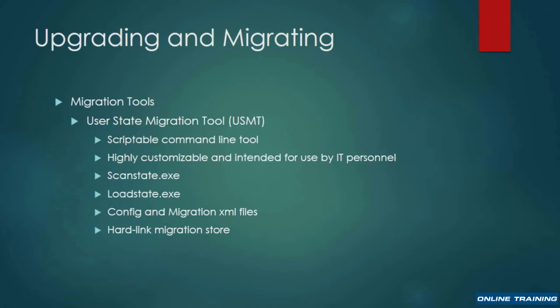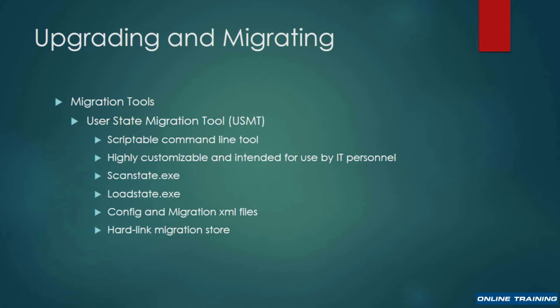The user state migration tool, as a part of the Windows Assessment and Deployment Kit, is a scriptable command line tool. This is highly customizable, but it is intended for use by IT personnel in larger deployment scenarios. It technically consists of two different utilities, scan state and load state. Scan state is going to scan the current system and identify the information, the data that's going to be migrated. Load state is in turn going to load that profile onto the new system once Windows 10 has been installed.